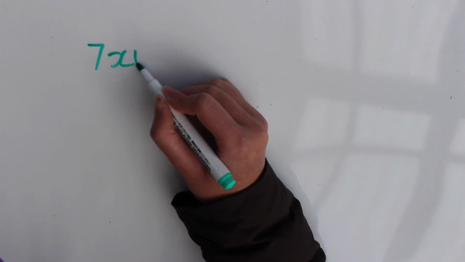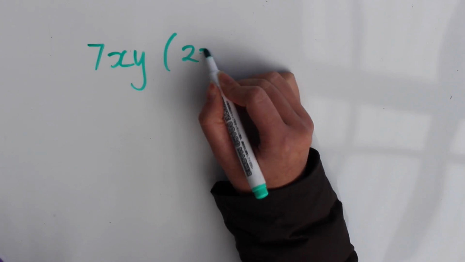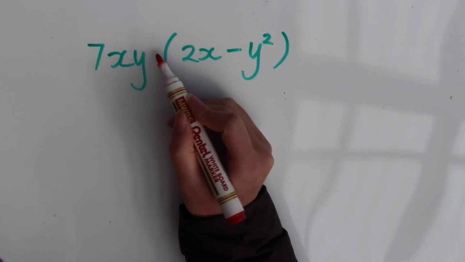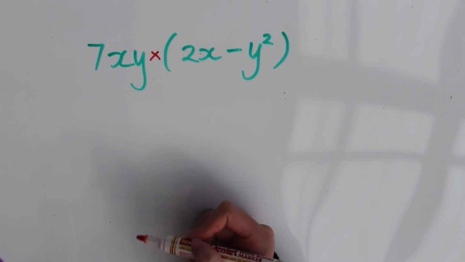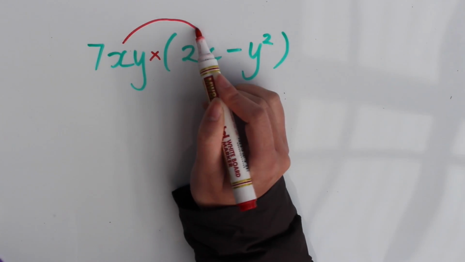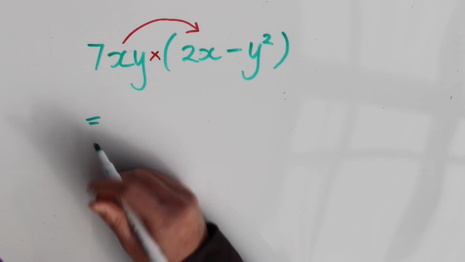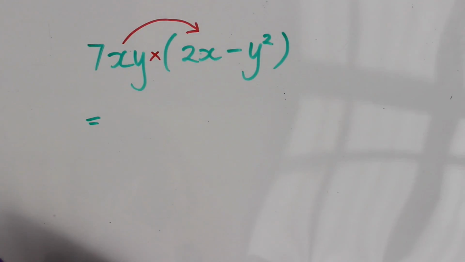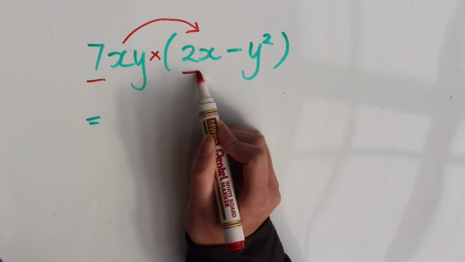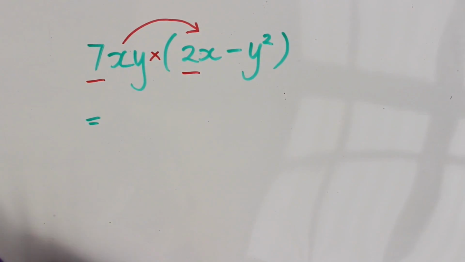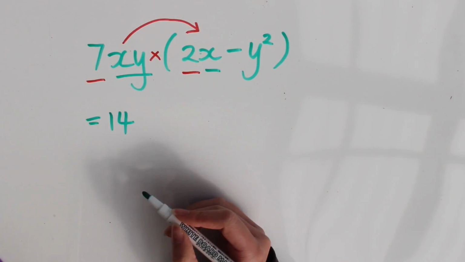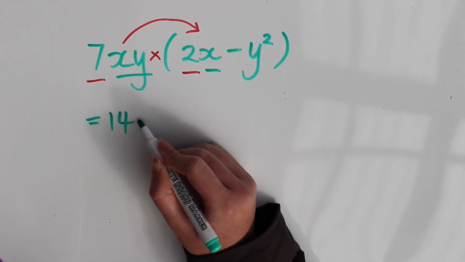The next question is 7xy, open bracket, 2x minus y squared, close bracket. Again, this means 7xy is multiplied by everything within the bracket. Firstly, 7xy is multiplied by 2x. To solve this, it is easiest to look at the coefficient and the variable separately. 7 times 2 is 14. xy times x is x squared y.